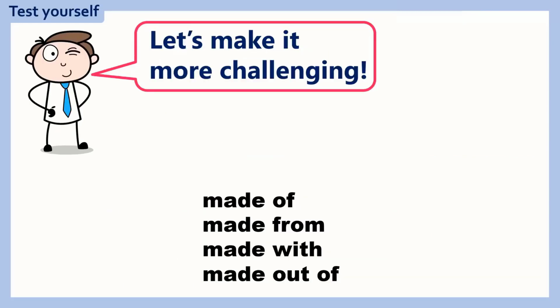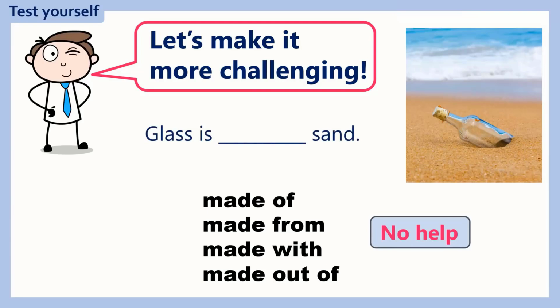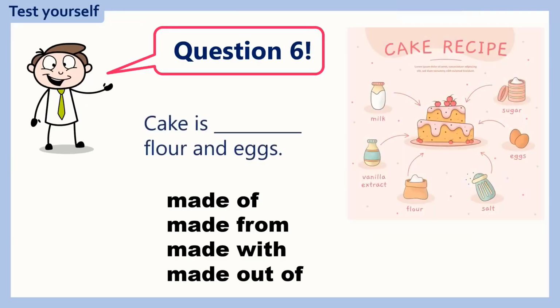Great. Now let's make it a little more challenging. I'm giving you no help now. So you have only the four expressions. So question 5. Glass is blank sand. 3, 2, 1. And the answer is glass is made from sand. You cannot see the sand in the glass anymore. Question 6. Cake is blank flour and eggs. So remember the ingredients. So cake is made with flour and eggs.